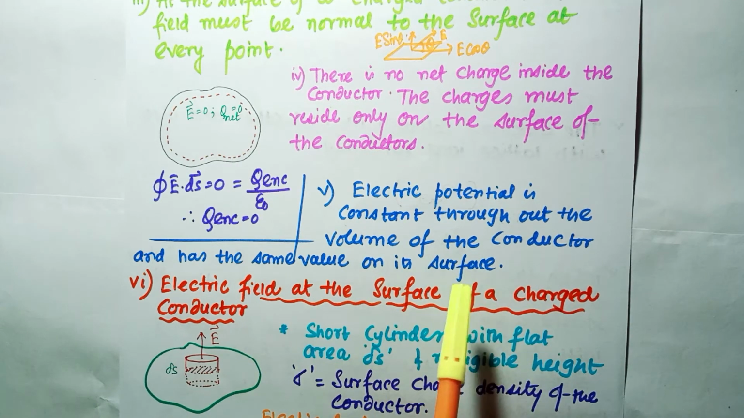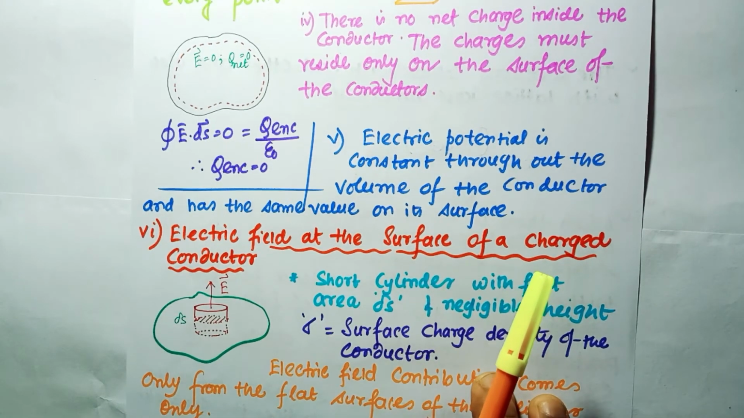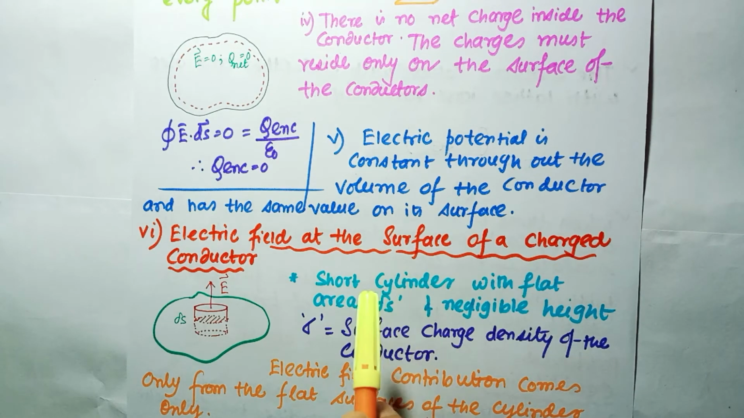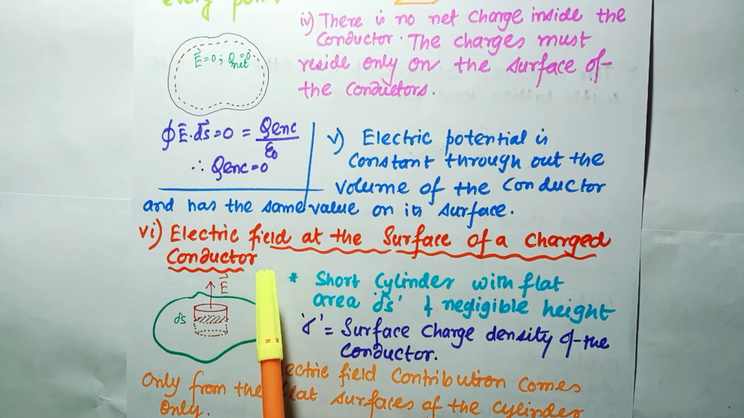Now we will try to understand the value of the electric field at the surface of a charged conductor. From Gauss's law, the sixth point is the electric field at the surface of a charged conductor. I have drawn one arbitrary shaped conductor here and chosen one short cylinder, which is my Gaussian surface here.